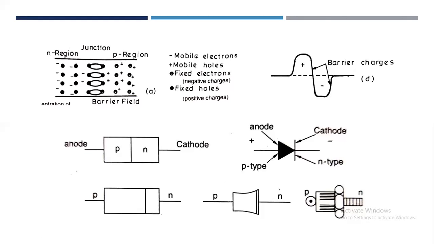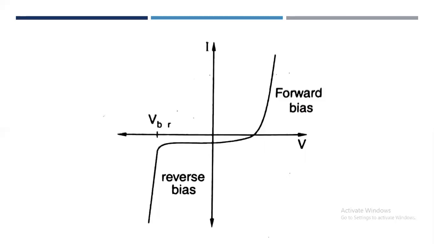There are a few very important applications of PN diodes which depend on how the diode is biased. The six important diode types are the rectifying diode, the light emitting diode, the laser diode, the Zener diode, the photodetector, and the solar cell. Let's see the rectification.